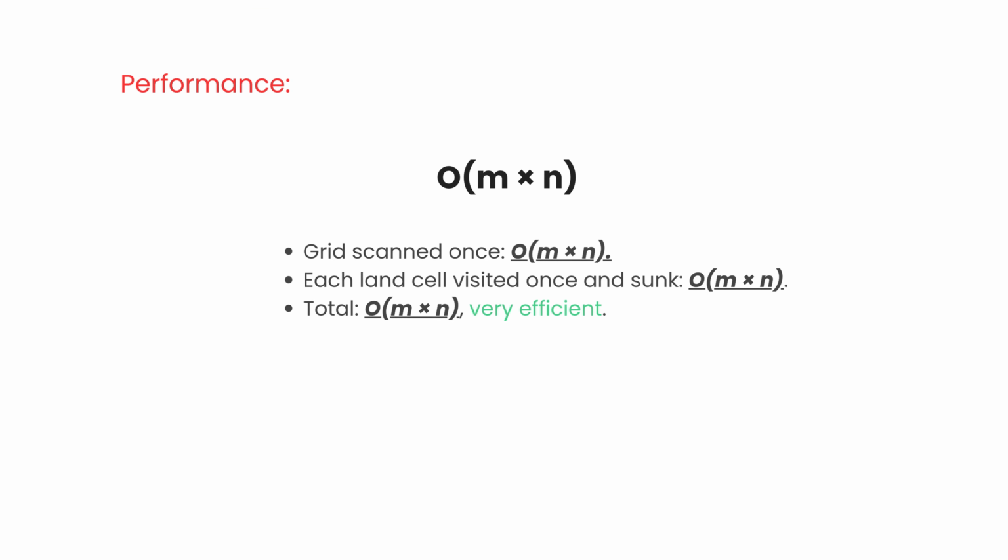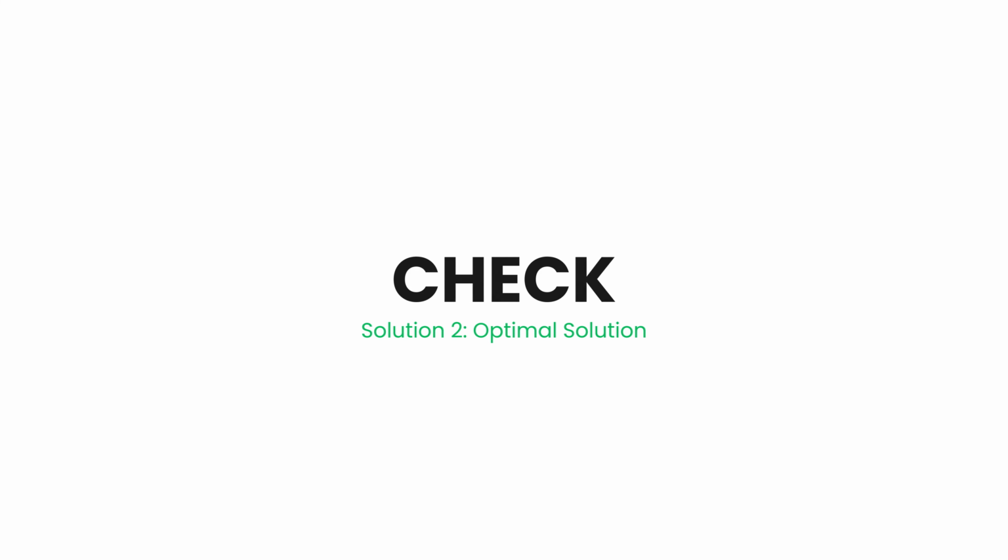Grid scanned once, O(m times n). Each land cell visited once and sunk, O(m times n). Total, O(m times n). Very efficient. Algorithm scans unvisited land, then BFS explores and sinks the entire island. Efficient, simple, and elegant. Let's test our function using this case 2 grid.